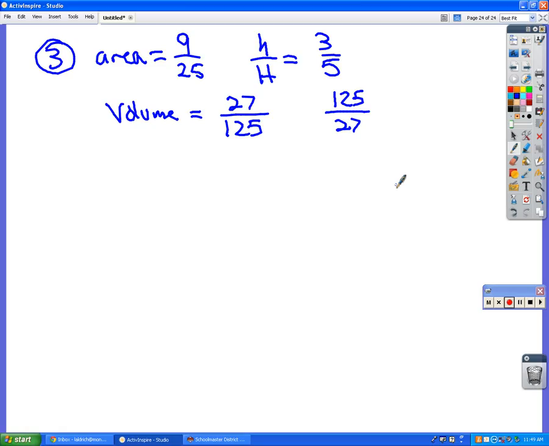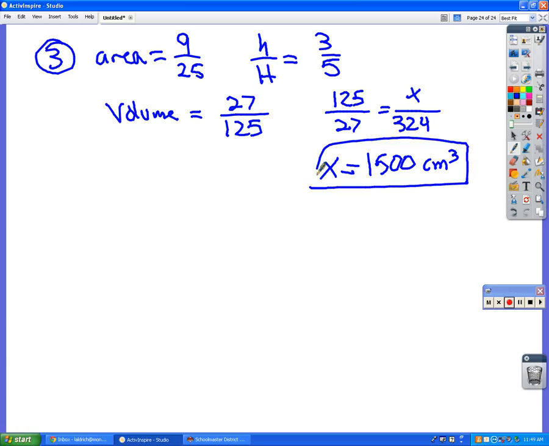All right, then it says find the volume of the large prism if you know that the volume of the small prism is 324. So does the 324 go on the top here or on the bottom? Bottom. It goes on the bottom because they said the small prism. Yeah, so that's 324. Oh, okay, that's fine. You get the same answer either way, right? So if you cross multiply and divide, you find the volume of the large prism should be 1,500 centimeters cubed. So this is an answer, this is an answer, and this is an answer.